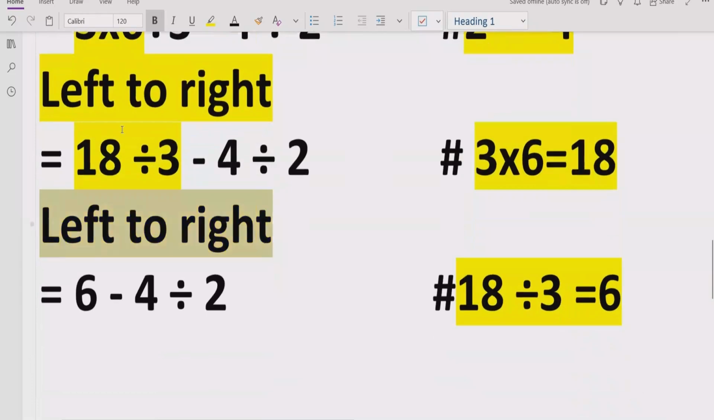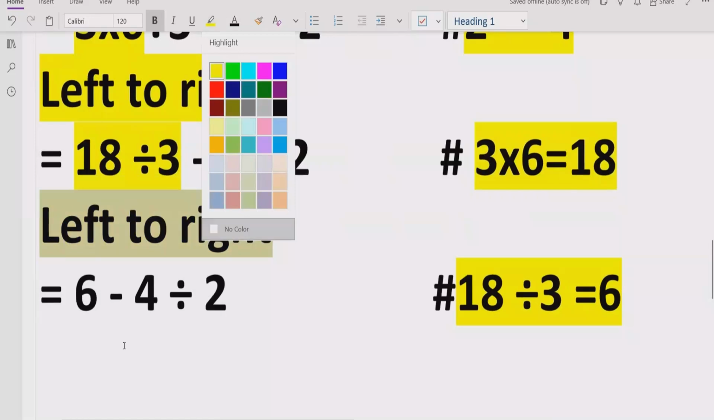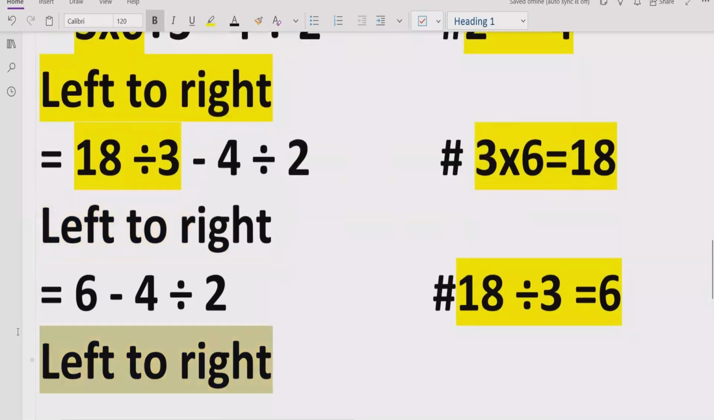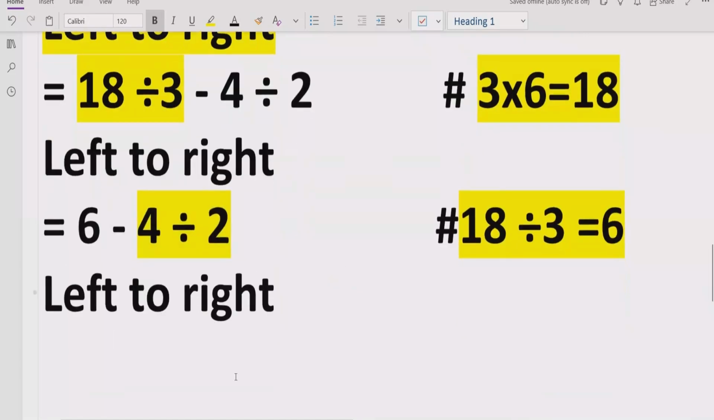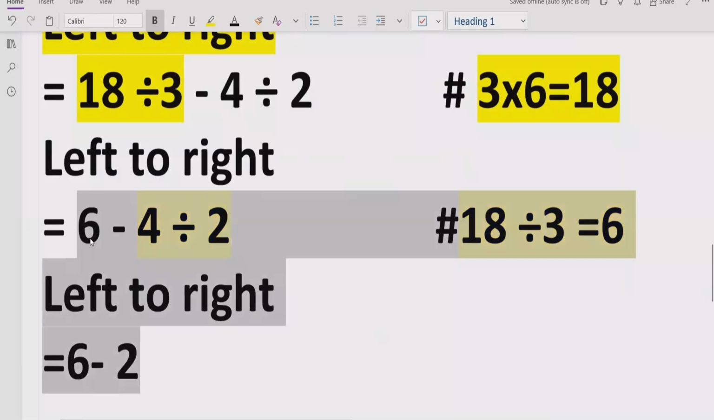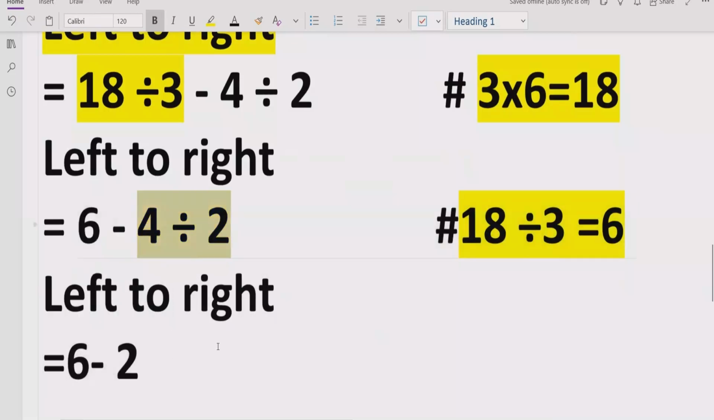Again, we have to move forward and go left to right. Now we will see division and multiplication. We also have a division here, so we will solve this part. So 4 divided by 2 equals 2, and here we will give the reference: 4 divided by 2 equals 2.